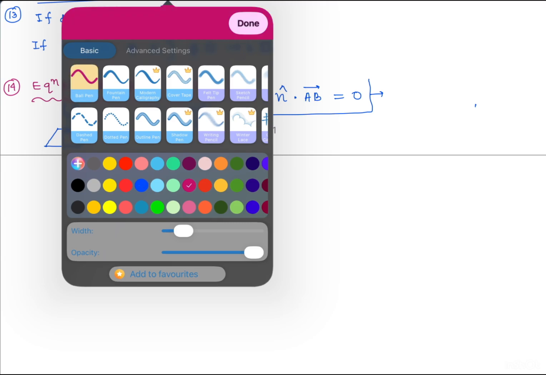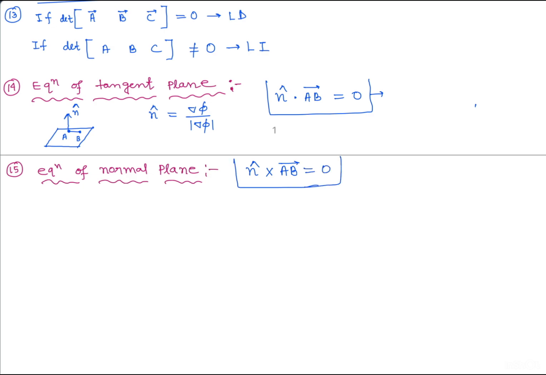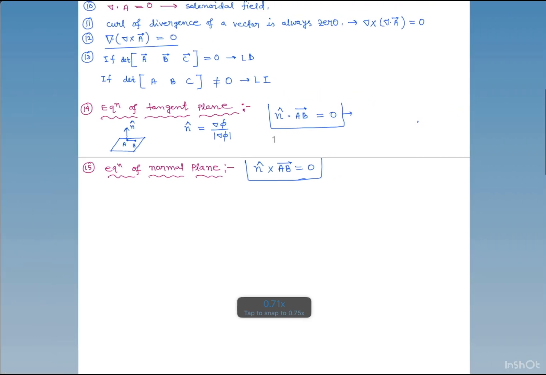For the equation of the normal plane, we take n cap cross AB equal to 0. From this we get the equation of the normal plane.